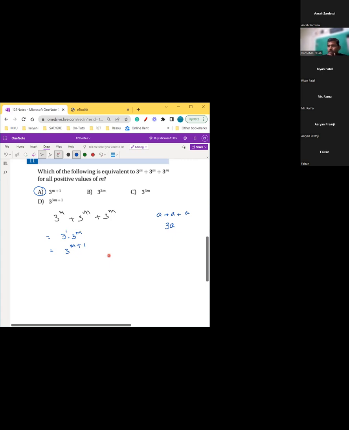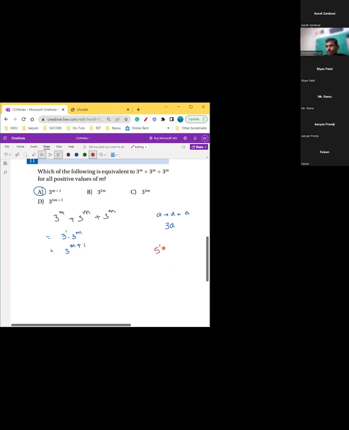Yeah, Ara, go ahead. How did you get the 3 to the power of 1? Oh, any number you can write it. Let's say 5 means 5 to the 1 power. So any number you can write as a power of 1. It's the default.